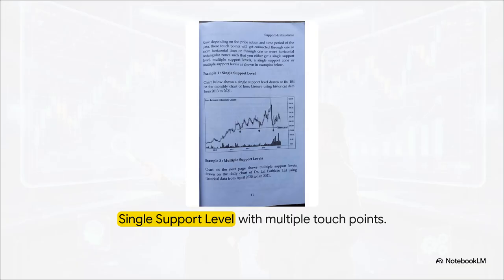Looking at this historical monthly chart for Enox Leisure, we can perfectly apply those exact steps. We've got multiple distinct instances spread out over several years where the price dropped right to around the 184 rupee mark and then bounced right back up. By connecting these extreme low touch points, we easily identify a single, crystal clear horizontal support level. This line acts as a highly reliable, repetitive buying reference point for your future trades.